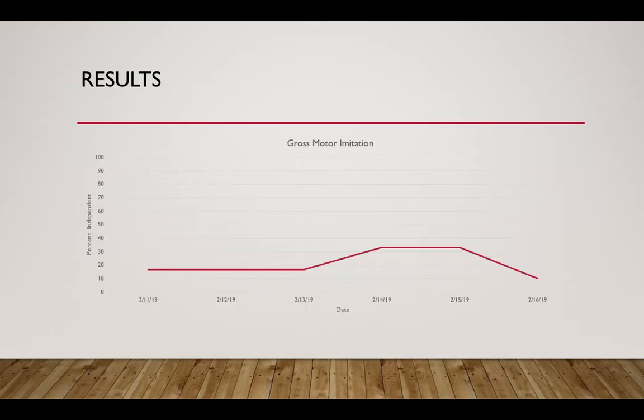Here is a graph of the data where it shows a stable baseline established, an initial progress from 16 to 33% independence for the client. In a short period of time, the client was able to make progress, but did revert back to baseline on the last session.